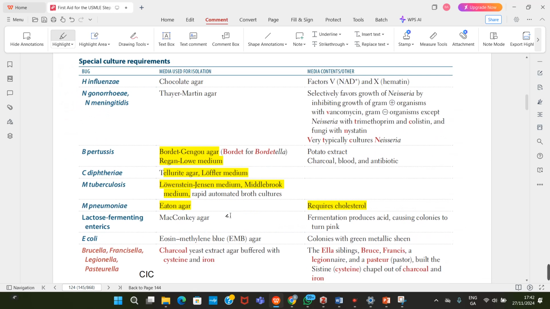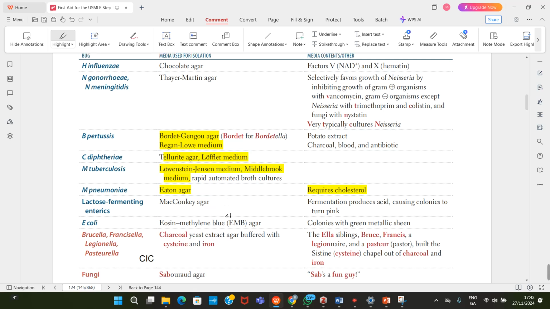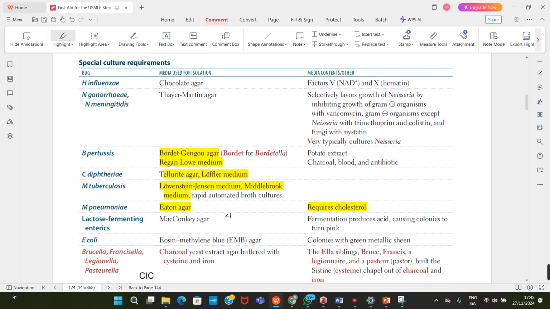Moving on to the culture requirements, you need to culture some of those bacteria to grow them, so you can visualize whatever organism you are dealing with. The first one is Haemophilus influenzae. And what culture is typically used? The chocolate agar. This is a selective agar that allows Haemophilus influenzae to grow.